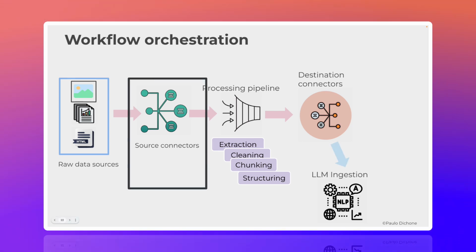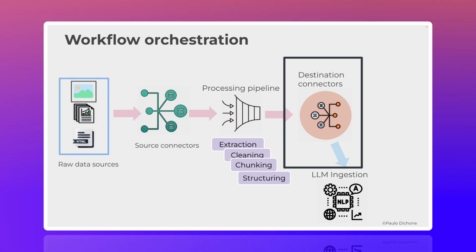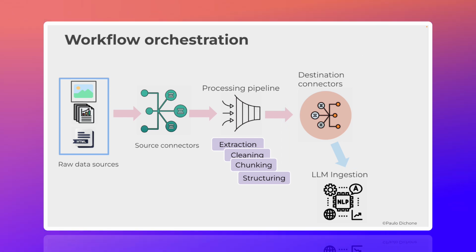Source connectors, in this case, are just tools that fetch raw data from various sources. Makes sense. The destination connectors are also tools that write the processed data to storage or directly into the large language model, as we will see in this course. Okay, so the automation of all this is a way of scheduling and scaling the whole set of processing tasks to handle large data sets.